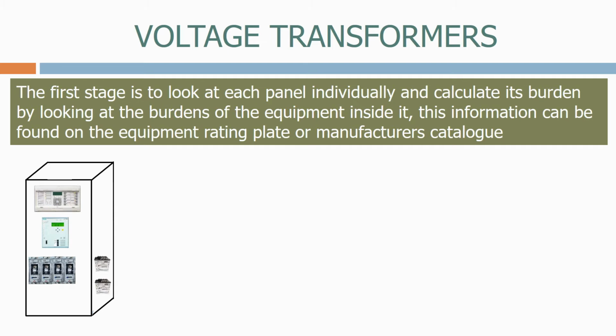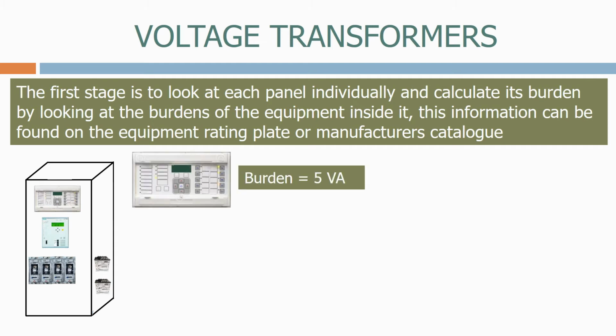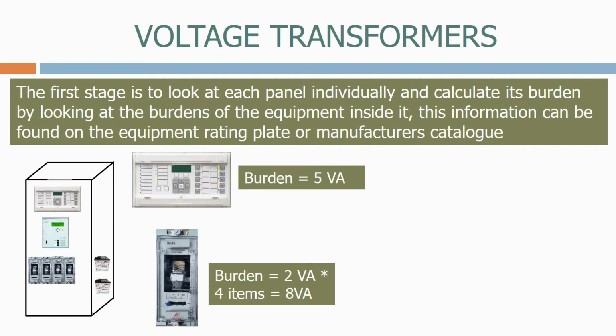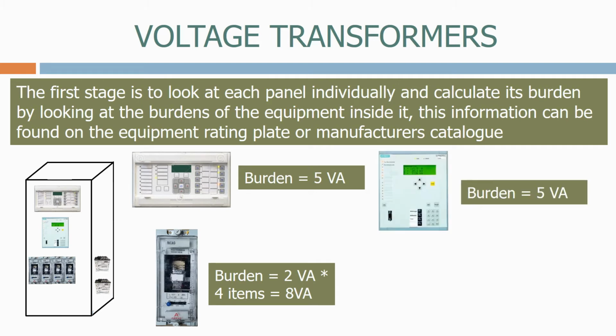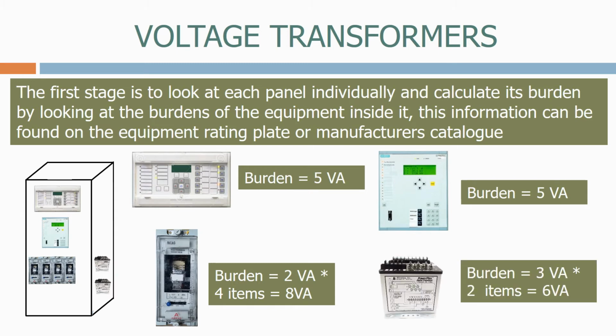Let's now break the panel down into its individual elements. Firstly, we have a feeder protection relay. Looking at the catalogue, this has a burden of 5 VA. Next, we have an auxiliary relay. This is a burden of 2 VA. There's 4 relays, therefore the total burden is 8 VA. Next, we have another feeder protection relay with a burden of 5 VA. And finally, we have some transducers. These have a burden of 3 VA. We have 2 transducers, therefore the total burden is 6 VA.